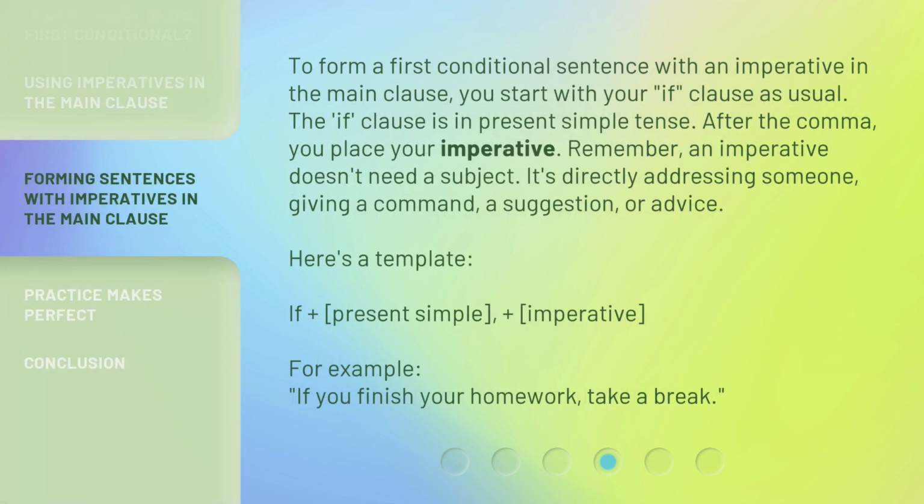To form a first conditional sentence with an imperative in the main clause, you start with your if clause as usual. The if clause is in present simple tense. After the comma, you place your imperative. Remember, an imperative doesn't need a subject. It's directly addressing someone, giving a command, a suggestion, or advice. Here's a template: if plus present simple plus imperative. For example, if you finish your homework, take a break.